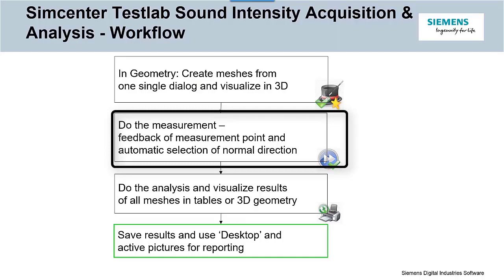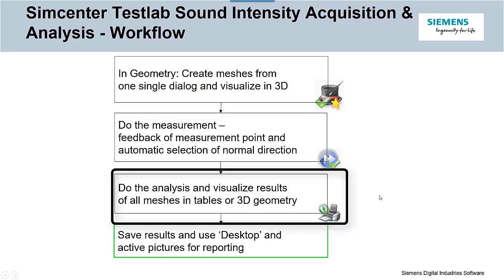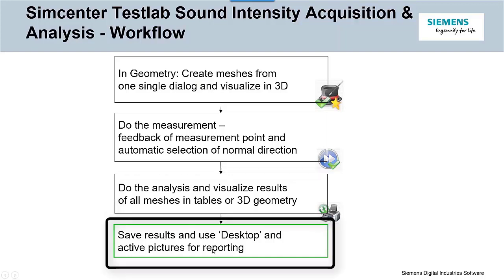And there will be feedback to tell you when one measurement is completed, when you're going to the next one, which point you should go to, and things like that. Once you do the measurement of all the intensities at the desired locations, then you go to the intensity analysis, where you'll do the data validation checks, and also you can visualize the result and generate acoustic maps that you can later show as active pictures in Test Lab as part of the reporting.